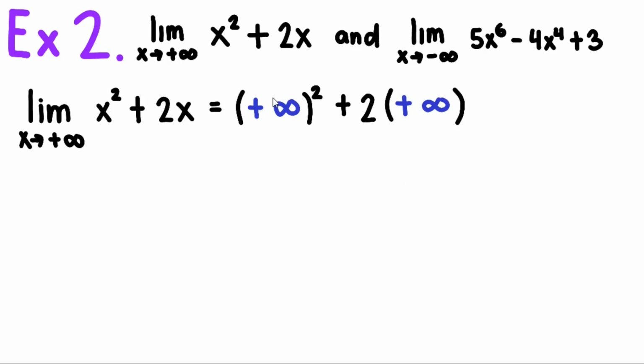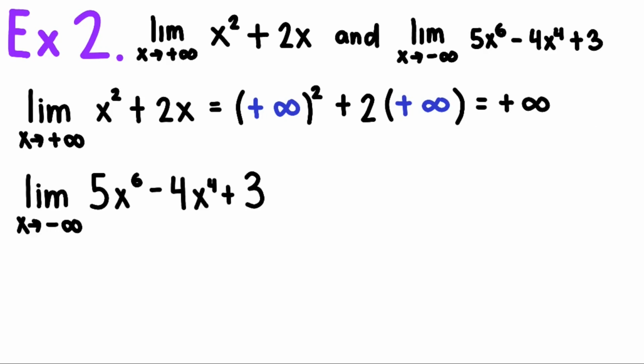So we'll have positive infinity squared plus 2 times positive infinity. Again, if we square a very, very large number, the outcome is just positive. And if we multiply a constant to a very, very, very large number, the outcome is still a very, very, very large number. So adding these two, if we add a very large number to another very, very large number, the outcome is an even larger number, or just positive infinity as well. So as simple as that. But how about this next one?